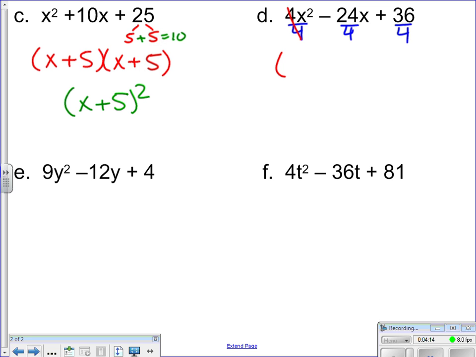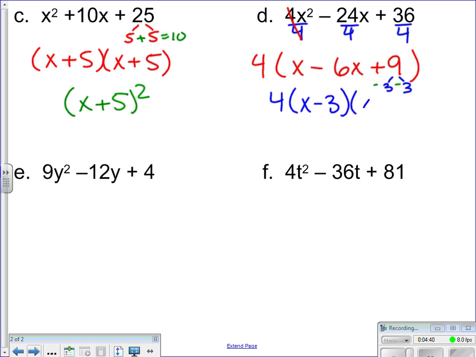Cancel out the 4. x squared minus 6x plus 9. And then ask yourself, what times what is 9? Hey, it's 3 and 3. How do you get negative 6? You make both of them negative. So our factor will be x minus 3, x minus 3. But don't forget, write it once. x minus 3 squared. And all the time, that 4 needs to stay in the front.